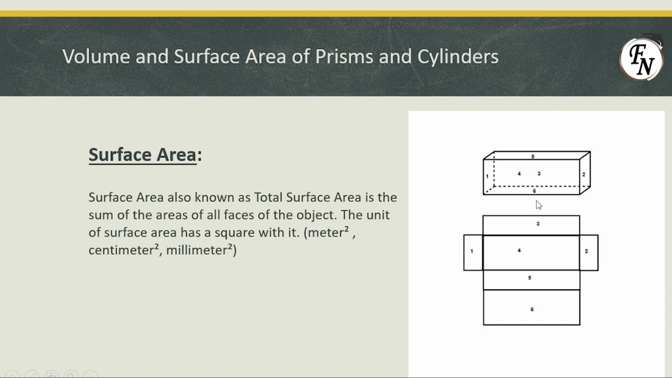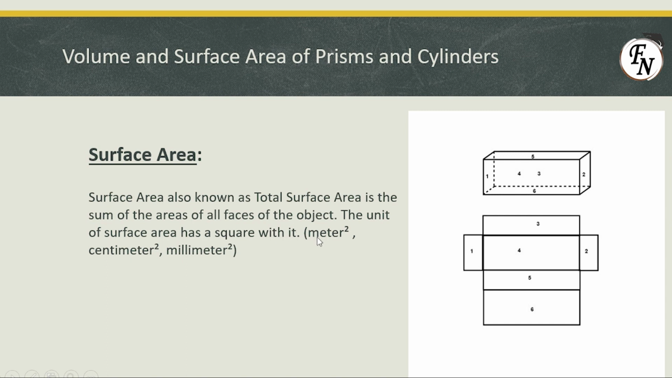So let us read the definition. Surface area, also known as total surface area, is the sum of the areas of all faces of the object. And the unit of surface area, of course, has a square in it. The examples are meter square, centimeter square, millimeter square, and so on. All the units have squares with them.